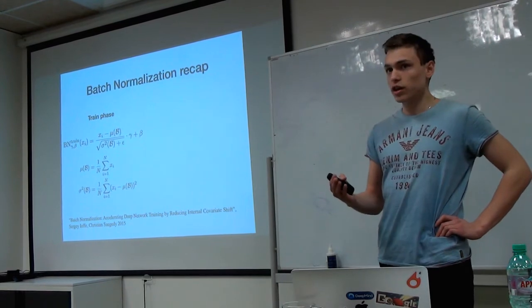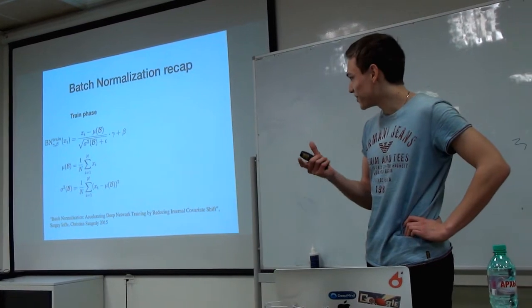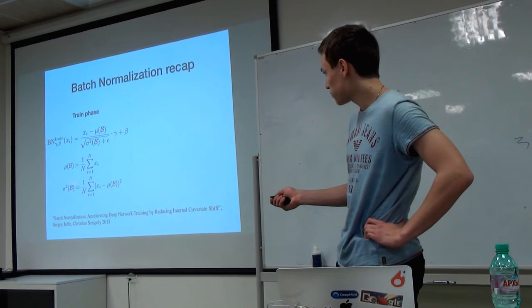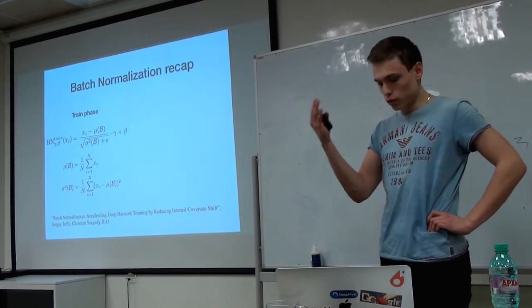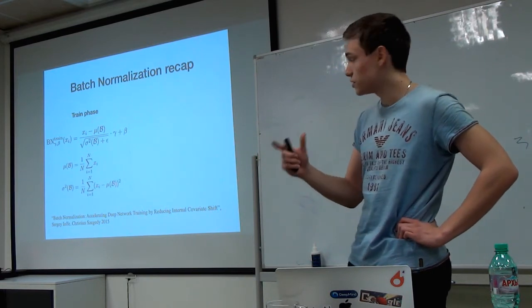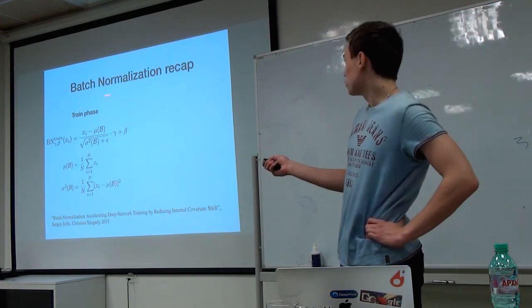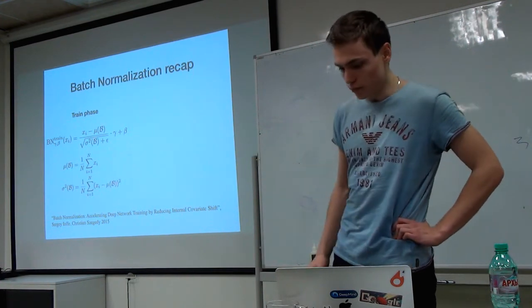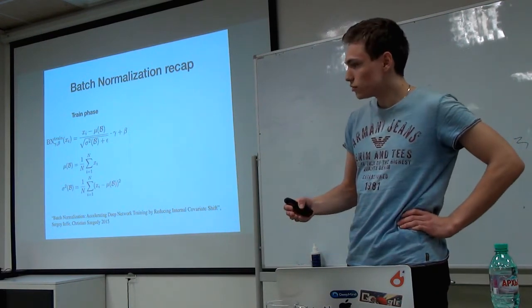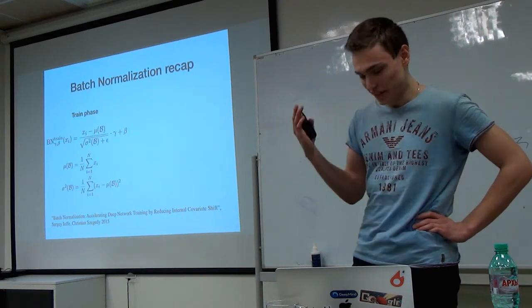So the batch normalization layer looks as follows. Take the batch of inputs and compute the mean over the batch and the variance, and normalize all inputs in the batch so that they have zero mean and unit variance, and in addition multiply by gamma and add beta to not restrict the expressivity.